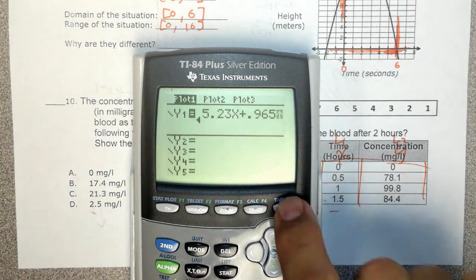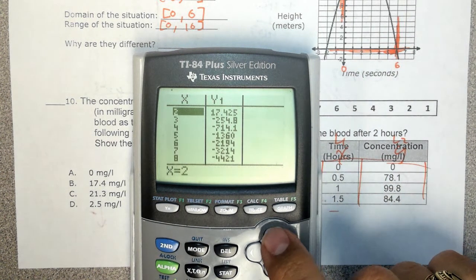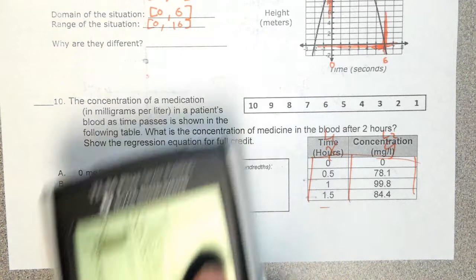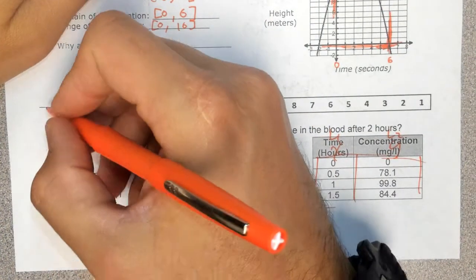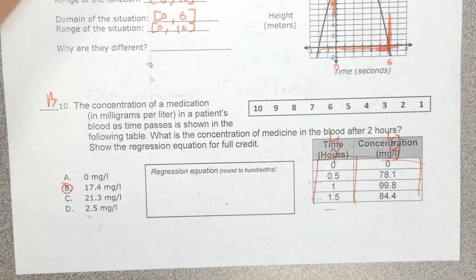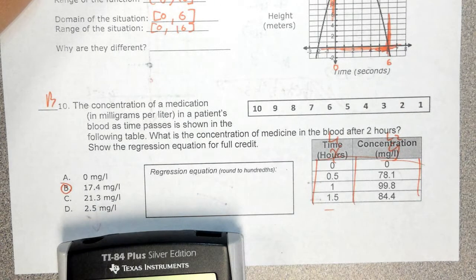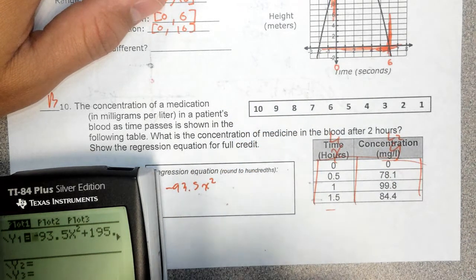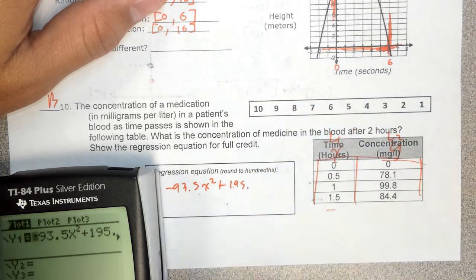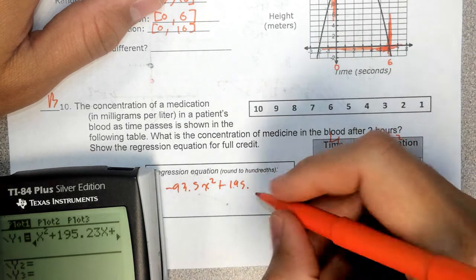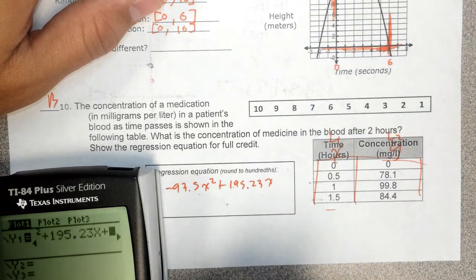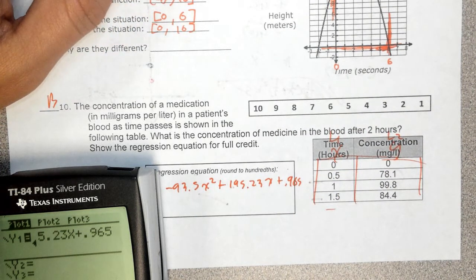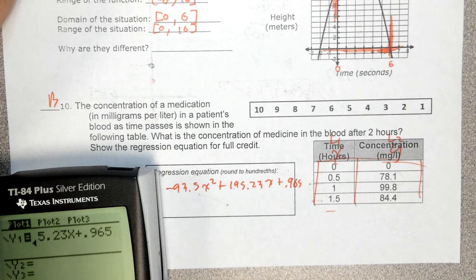So what I'm going to do is look at my table. And I wanted to know after 2 hours, 2 hours is my X, I'd get 17.425, and that is this Y. And that's the end of this review. The equation, it does want that here, I guess. So that would be negative 93.5x squared plus 195.23x and then plus 0.965. Alright, and that's all of the test review.